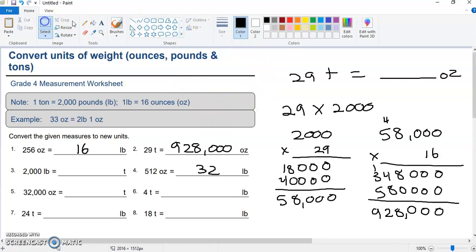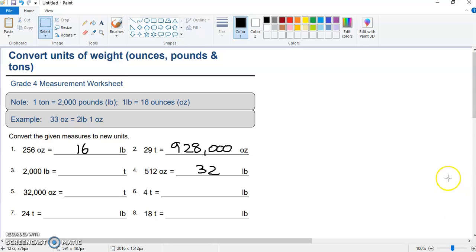But let's see, maybe there's another example in here where we do something similar. Do we have any more tons to ounces? Nope. Thankfully, we don't have any more tons to ounces, but we do have tons to pounds. So we can do the same thing. We just eliminate the last step.